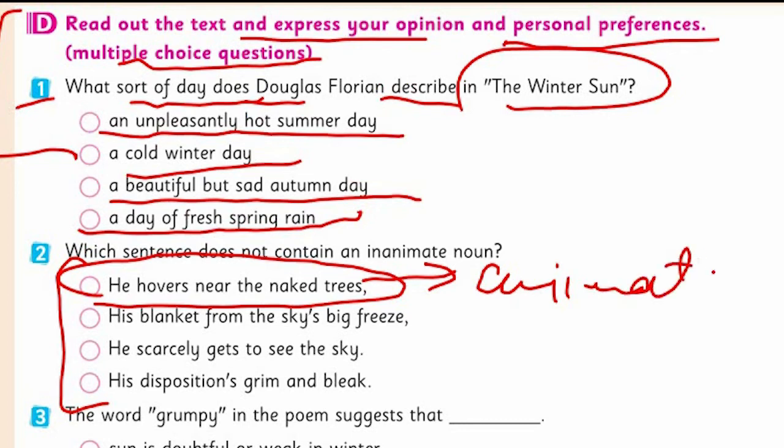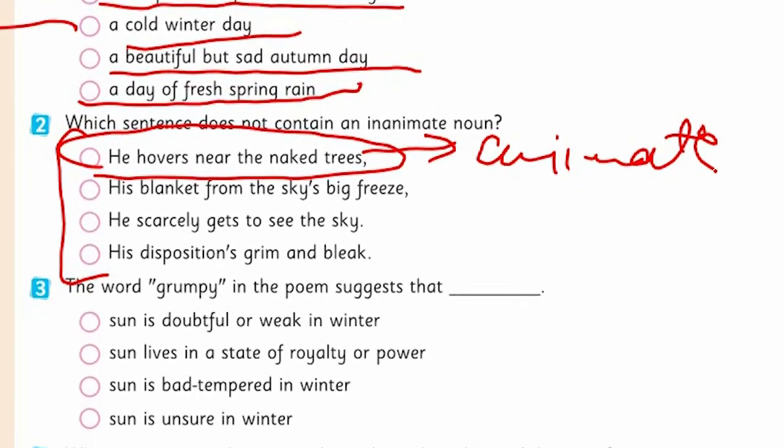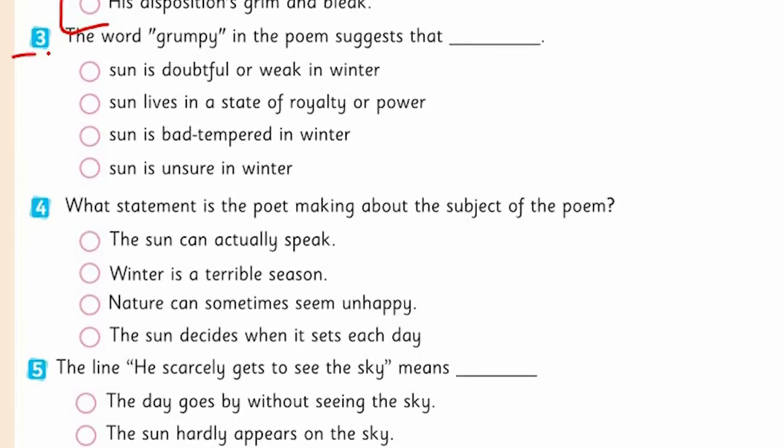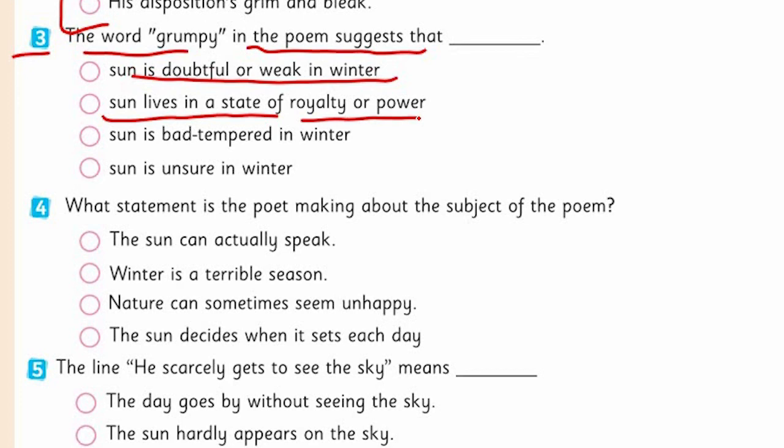We will consider tree the animate object here because they grow, they breathe, they absorb sun rays and water in themselves in order to grow. Look at the third here. The word grumpy in the poem suggests that, yes, I have told you what grumpy means. Sun is doubtful or weak in winter. Sun lives in a state of royalty or power. Sun is in a bad temper in winter, or sun is unsure in winter. Yes, it's very obvious. Sun is in a bad temper, angry, a grumpy guy.